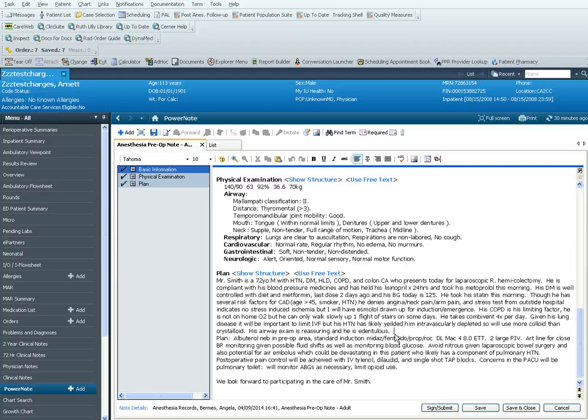Given his lung disease, it will be important to limit IV fluids, but his hypertension has likely left him intravascularly depleted, so I'll use colloid more than crystalloid. His airway exam is reassuring, and he is edentulous.